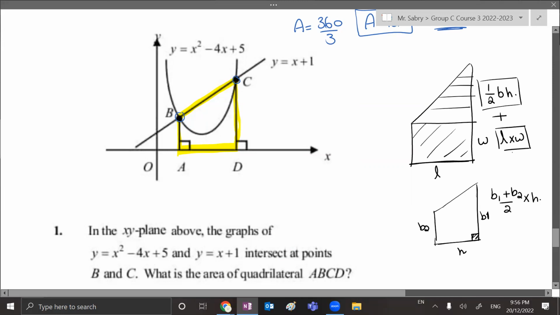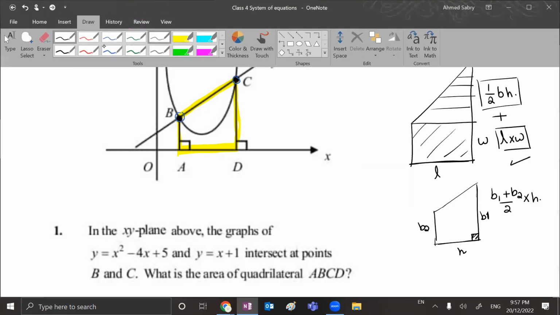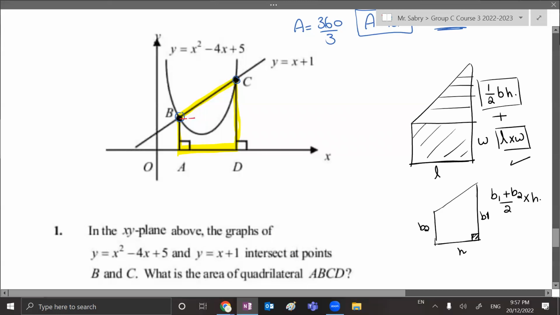I personally prefer the first method. So in order to split this shape into a rectangle, let me use another color so that it's clear this wasn't part of the question. If we split this into a rectangle and a triangle, let's look at this rectangle here. In order to get the area of this rectangle, first I need to know this distance. What's this distance here? And then I need to know this distance as well. I'll start with what I know.